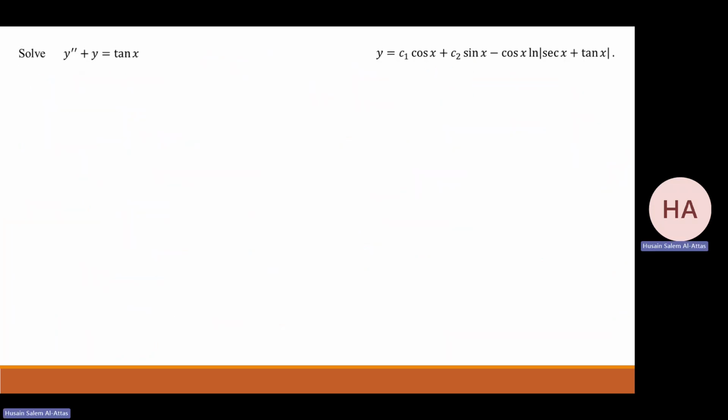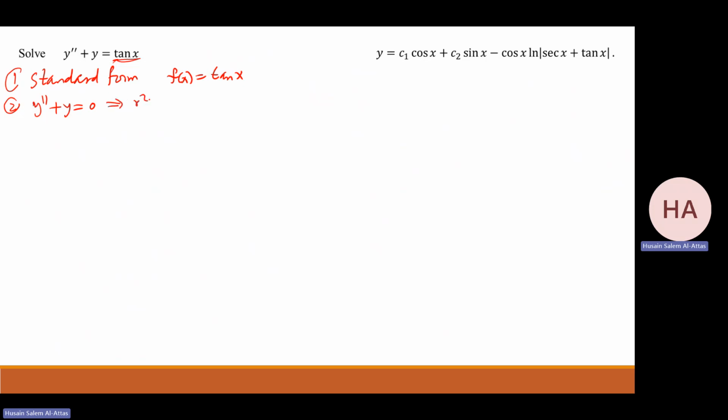Another problem. y double prime plus y equals tan x. Also, this one, I am forced to use variation of parameters. Is it in standard form? Yes, standard form. Ready. So what is f of x? Tan x. And in the standard form, just to find f of x. Okay. Second step, I'll solve the homogeneous to find yc and y1 and y2.